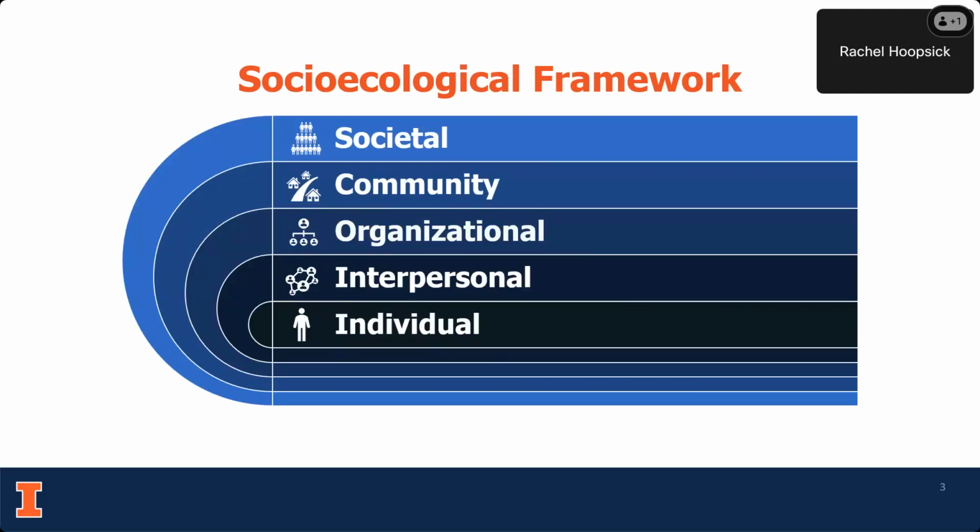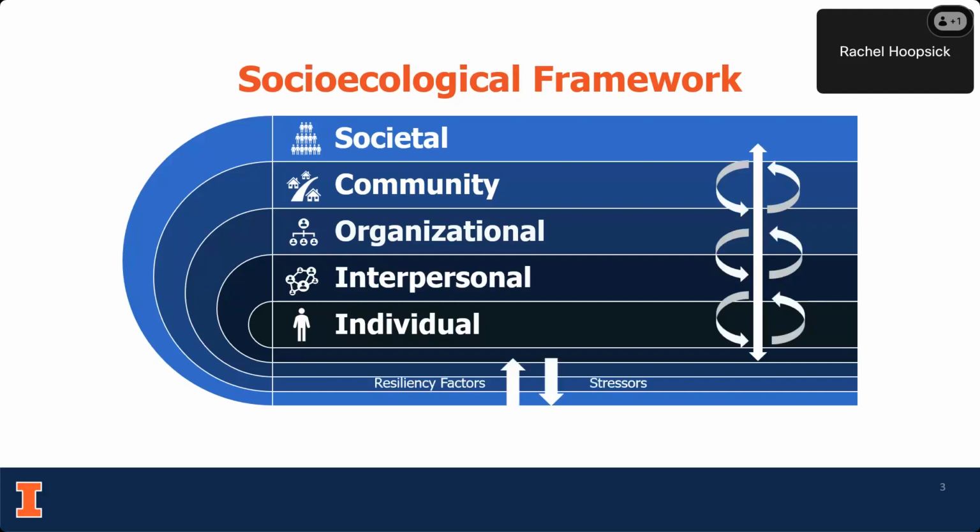So as John mentioned, my research brings a socio-ecological perspective and epidemiologic methods to understanding people's risk and resilience for problems with substance use and mental health. So people don't live in a vacuum, and it's important to consider multiple levels of influence, how these levels impact each other, and then the various resiliency factors and stressors that might arise over the life course at any of these levels. So individuals are shaped by their environments, and environments are shaped by individuals. It's a really dynamic process.